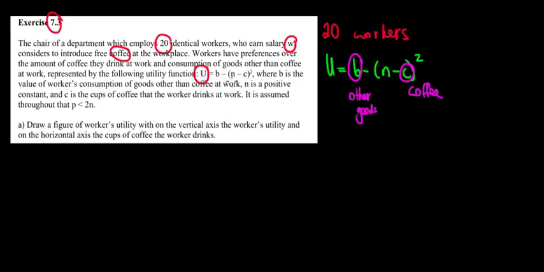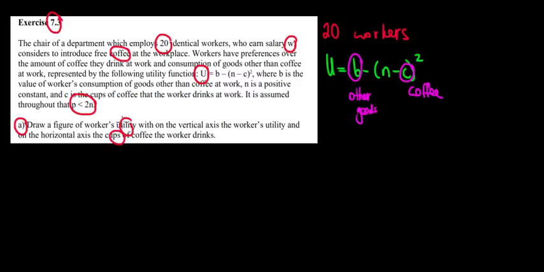So this is the utility function where B stands for the happiness from consumption of other goods and C stands for the amount of coffee that they drink. Also, P is less than 2 times N. So these are just some terms where P is the price of coffee. In part A, we want to draw the figure of the utility with respect to the cups of coffee.